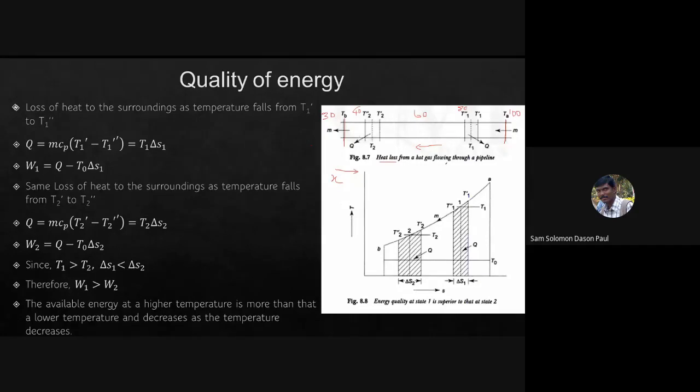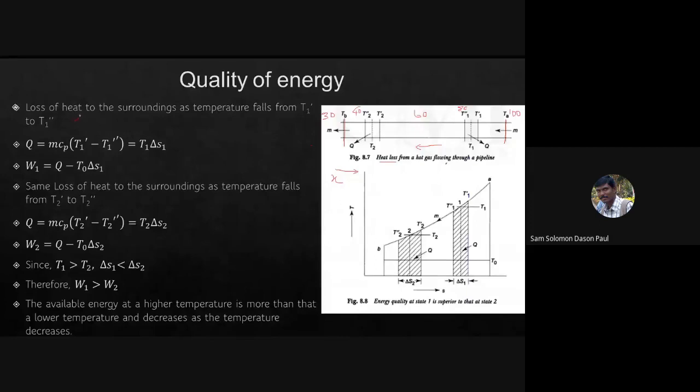Okay, and we are interested in two locations. One location here between T1 dash and T1 double dash. Similarly, another location at T2 dash and T2 double dash. Okay. So now let's see what happens. This loss of heat is happening to the surroundings. So we are going to divide this into two cases. One is the loss of heat to the surroundings as the temperature drops from T1 dash to T1 double dash.